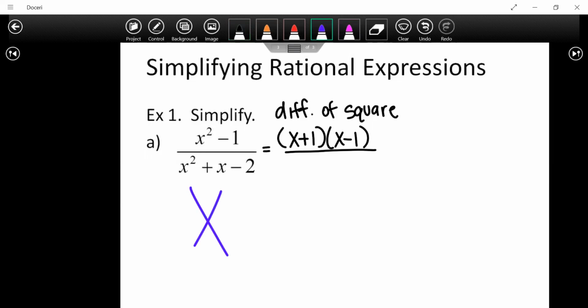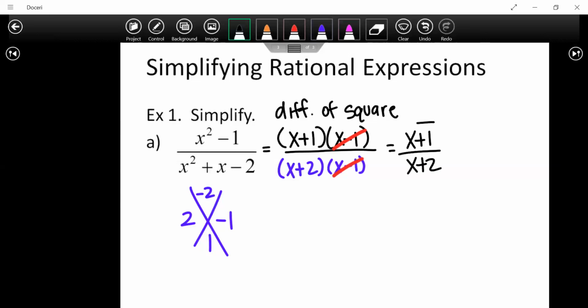Factoring, -2 on top, 1 on the bottom. What two numbers multiplied to -2 add up to give you 1? 2 and -1. So these are going to be my factors, x plus 2, x minus 1. And all we really want to be able to do is simplify. When we simplify, we can cross out terms that are like each other. So the x minus 1 and x minus 1 are the same. And this will simply leave us x plus 1 over x plus 2.